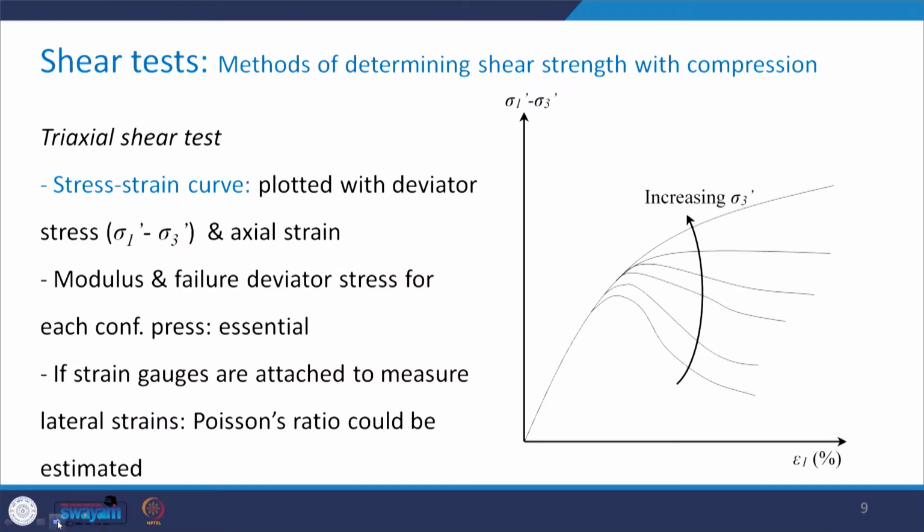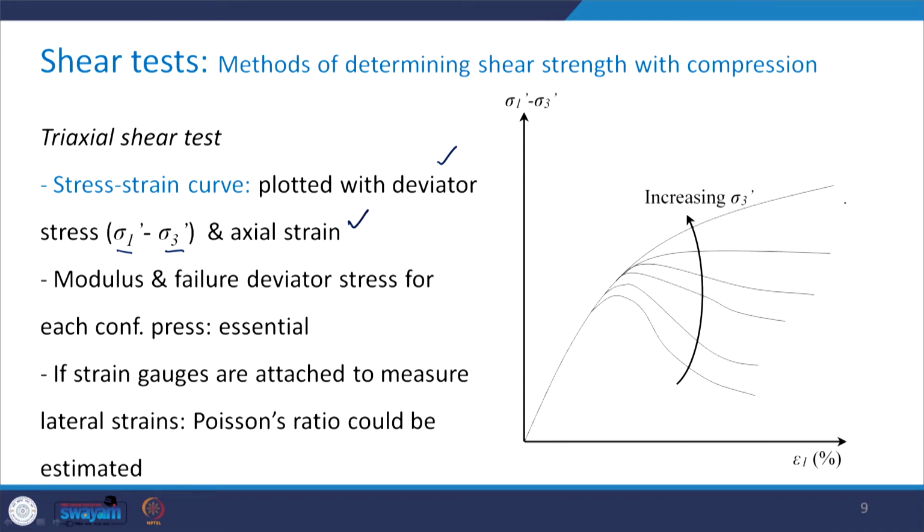So, ultimately what we get after the conduct of the triaxial shear test is a stress strain curve. These are plotted with deviator stress, that is sigma 1 prime minus sigma 3 prime, and the axial strain.